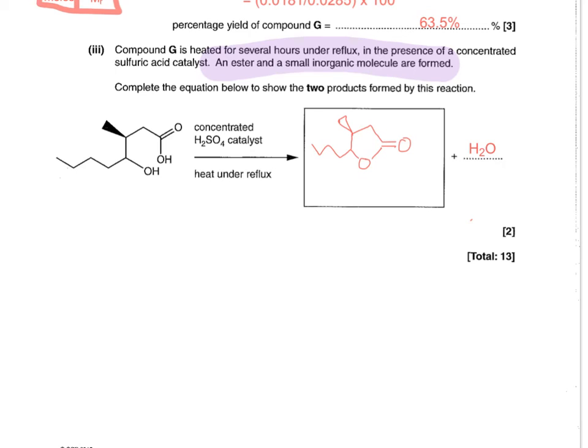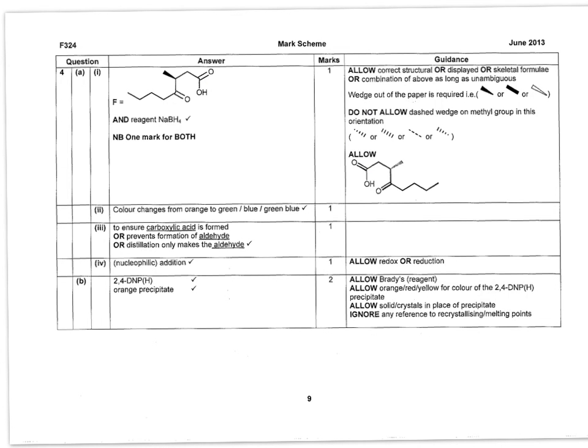So let's now have a quick look at the mark scheme. Right at the beginning, we got F and we got our reagent, both for 1 mark. And we got our correct colour change, orange to green. And we talked about ensuring that carboxylic acid is formed and prevents formation of an aldehyde, both points needed really to secure that point.